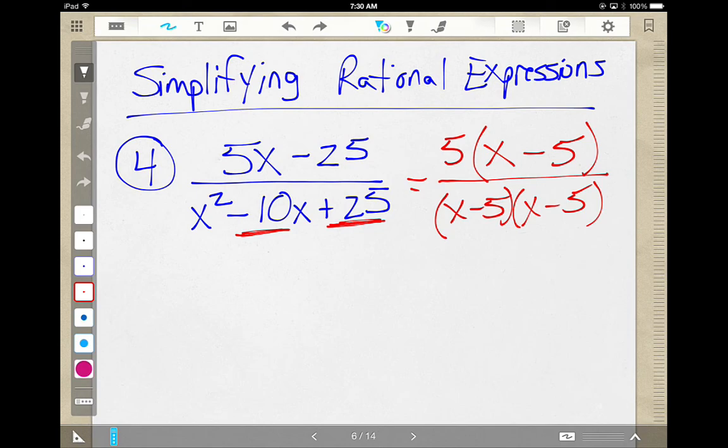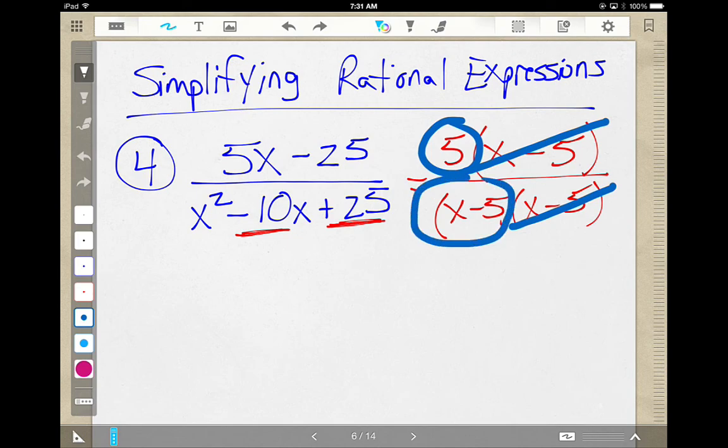Here again, I'm seeing common factors. It's an entire group, but they're common. This factor of x minus 5 in the top can simplify and reduce with this common factor of x minus 5 in the bottom, leaving me just a 5 in the numerator and one group of x minus 5 in the denominator instead of 2. So this would equal 5 over x minus 5.